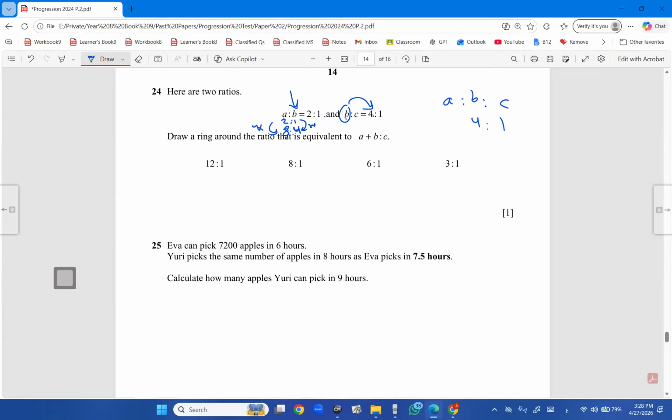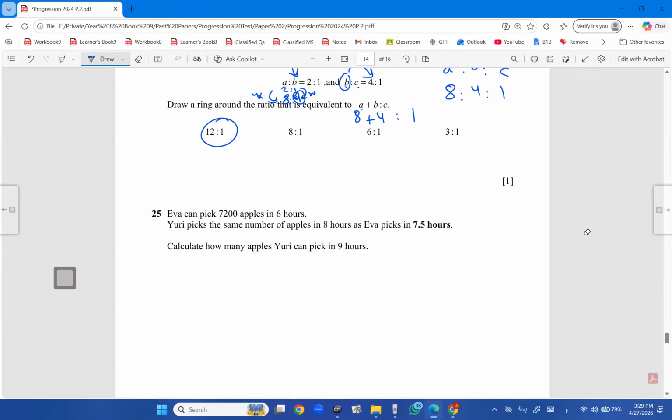It is going to give you 8. So the A is 8. The B is 4. And the C is going to be 1. So what is A? 8 plus B. A plus B is 4. 2C, which is 1. 8 plus 4 is 12. To 1 is 12 to 1.